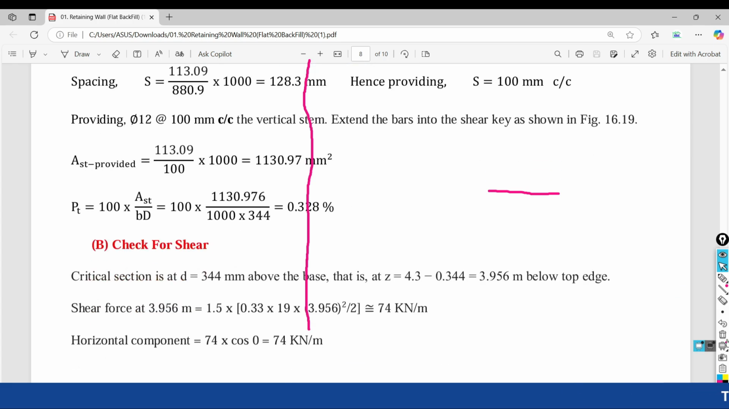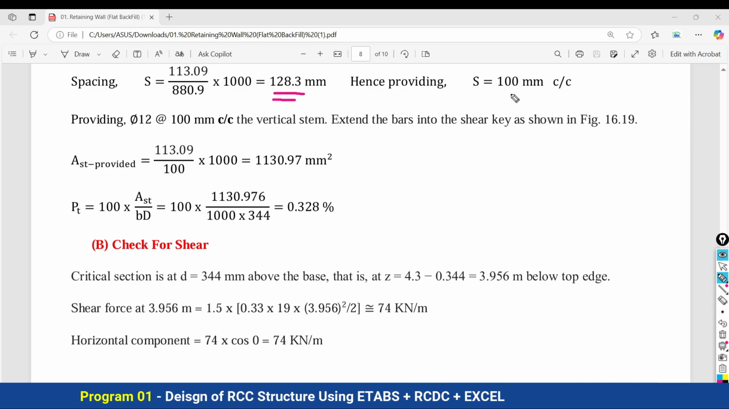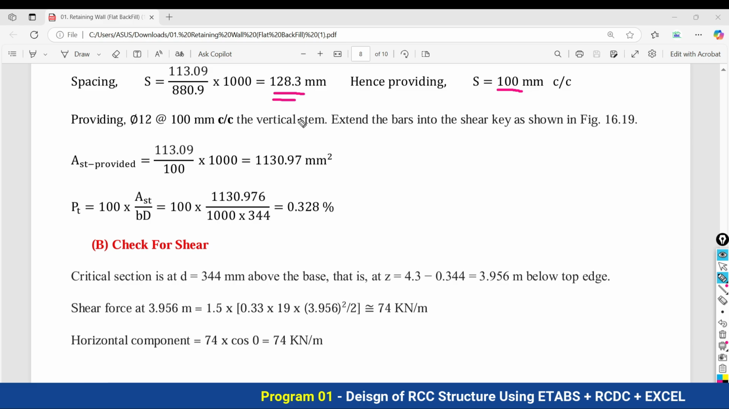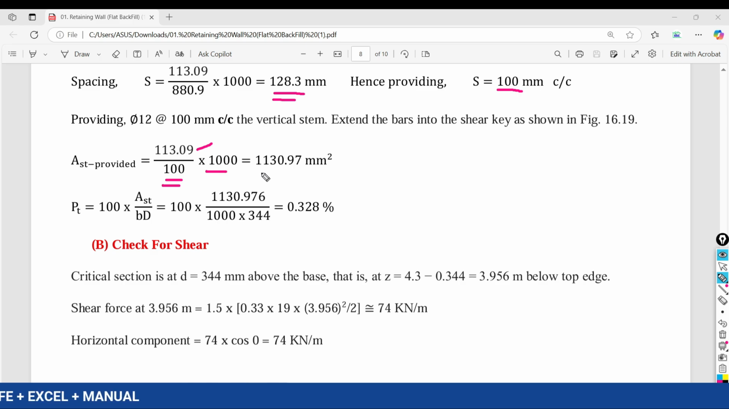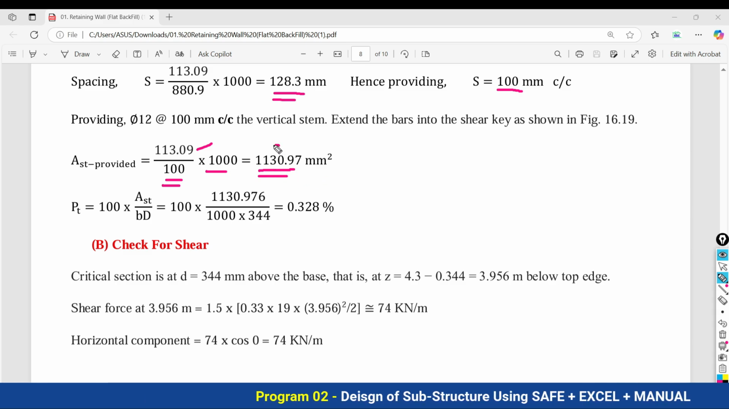Now finally, I would like to find out the total reinforcement that has been provided. So actually the demand was 128 mm spacing. We have reduced the spacing, which means the area of reinforcement is going to increase. So we do the reverse calculation: unit area over finally provided spacing, over 1 meter. We will come to know the finally provided area of reinforcement in the vertical stem is 1130.97 mm square. This much area of reinforcement we are going to provide in the vertical stem.